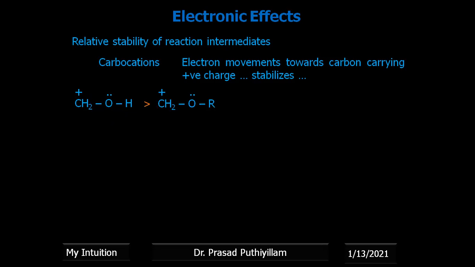Compared to the ether or alkoxy group connected to the carbon with positive charge, in the previous case it is hydrogen, which is more electropositive than oxygen. If you replace it with an alkyl group, the stability of that carbocation will be less. The electron donation by R is comparatively less than that of H. So there we can think about the inductive effect also.